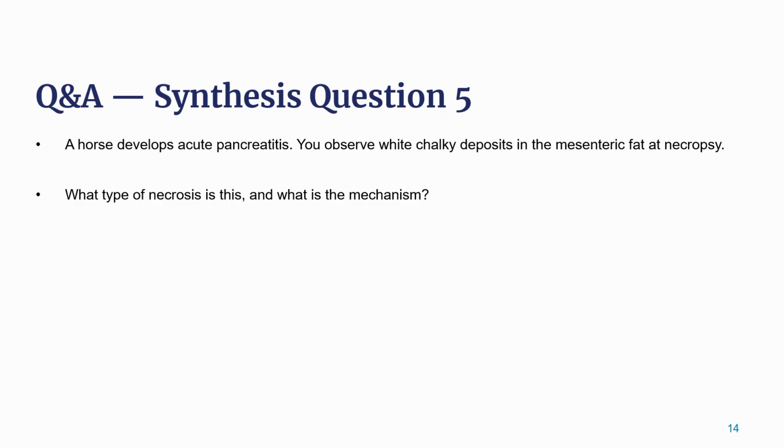The fatty acids then bind calcium ions in the tissue, a process called saponification, forming calcium soaps. Those calcium fatty acid complexes are the white chalky deposits you're seeing. So the lesion is actually telling you two things at once. One, there was a lipase spill, and two, there was enough local calcium to drive saponification. It's chemistry you can see with the naked eye.